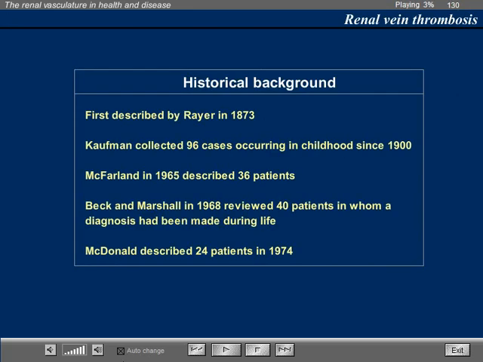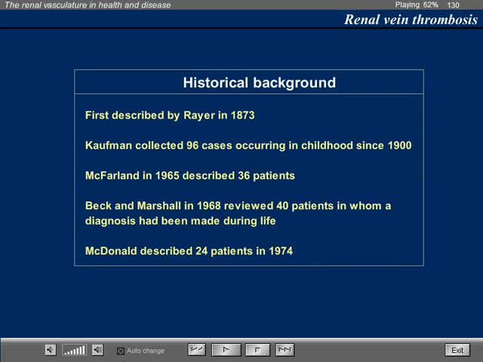Renal vein thrombosis was first described by Rayer in 1873. Kaufman collected 96 cases occurring in childhood since the year 1900. McFarland in 1965 described 36 patients. Beck and Marshall in 1968 reviewed 40 patients in whom a diagnosis had been made during life. McDonald described 24 patients in 1974.